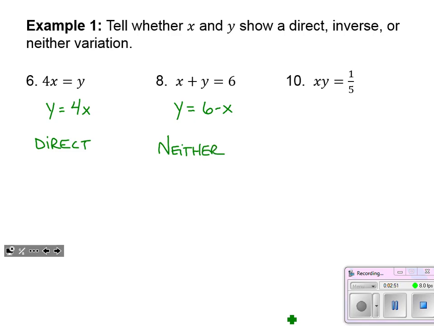And for number 10, here I've got x times y. Well, if I divide both sides by x, I find that y equals some number, 1/5, over x. That is an example of an inverse variation. So again, solving for y gives us the best look at what type of variation we have.